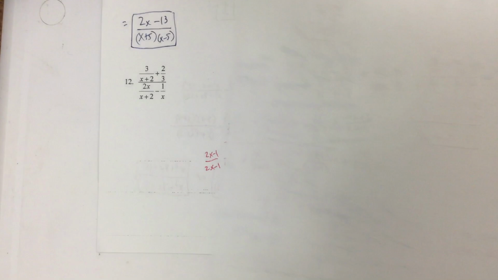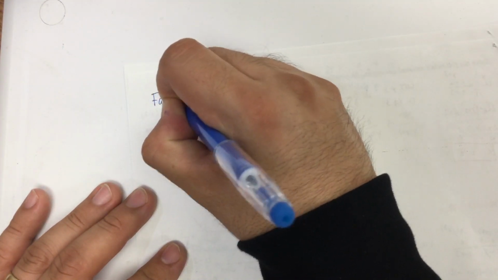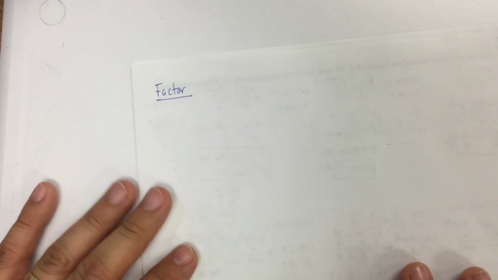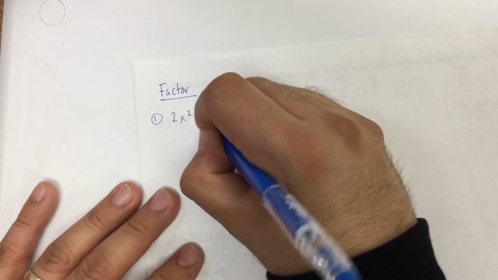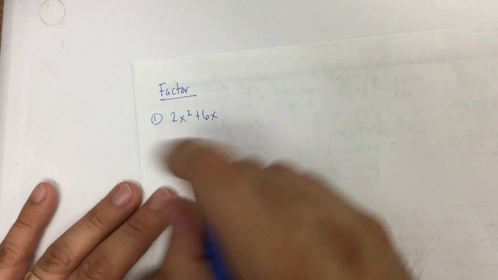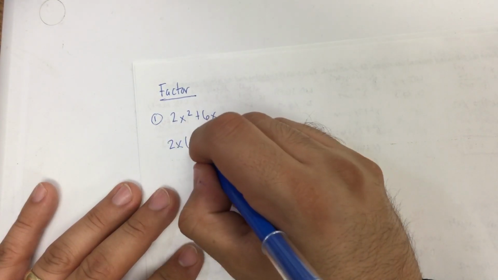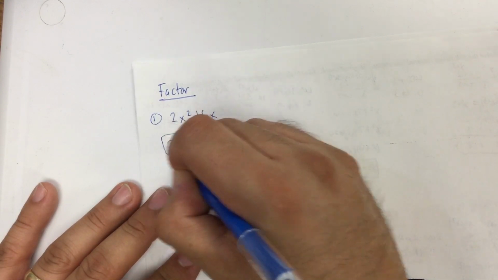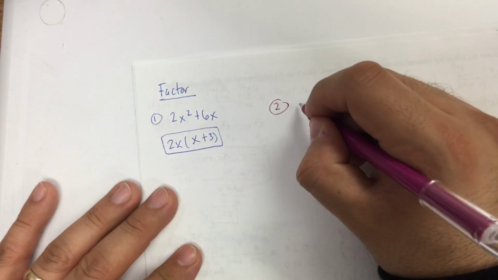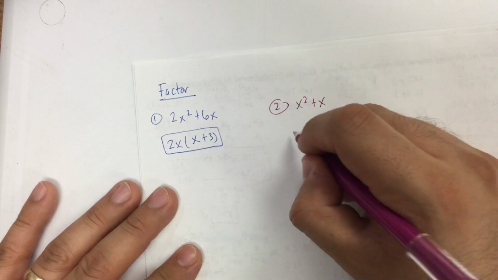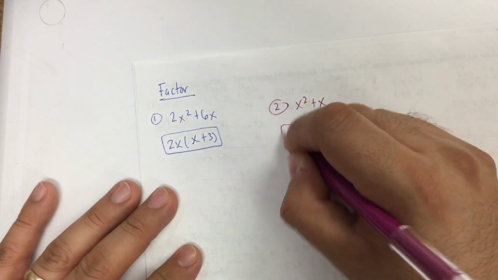All right, and here's just some extra factoring problems if you need help. Let's put some directions here. Just directions will be just factor. So if you need help with factoring, like here's one of them. 2x squared plus 6x. So here, GCF is 2x, leaving me with x plus 3. Another one. These are just GCF common factors, so x squared plus x. You can factor out an x, leaving you with x plus 1.